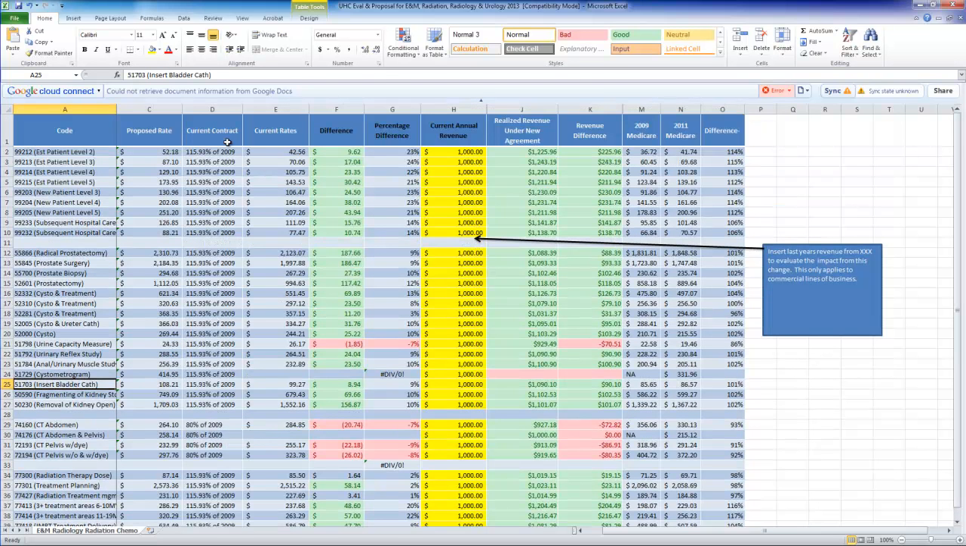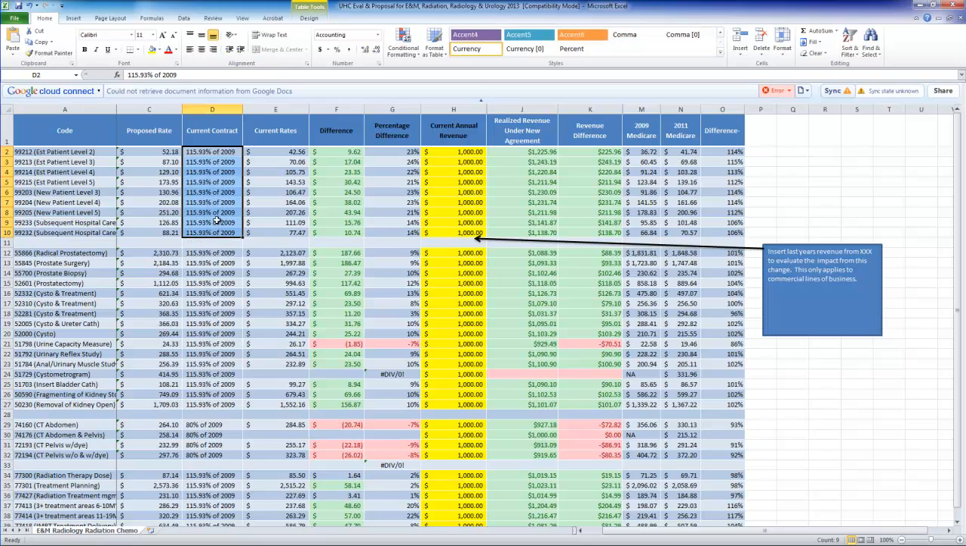So we have the current contract here. This is the rate that is currently being paid. Of 2009 is the 2009 Medicare, which is here. And again, you have to input this based on your region. So this practice is in Florida, and they're under what's called rest of Florida, which is locale 99. So that's where we pulled these numbers from.